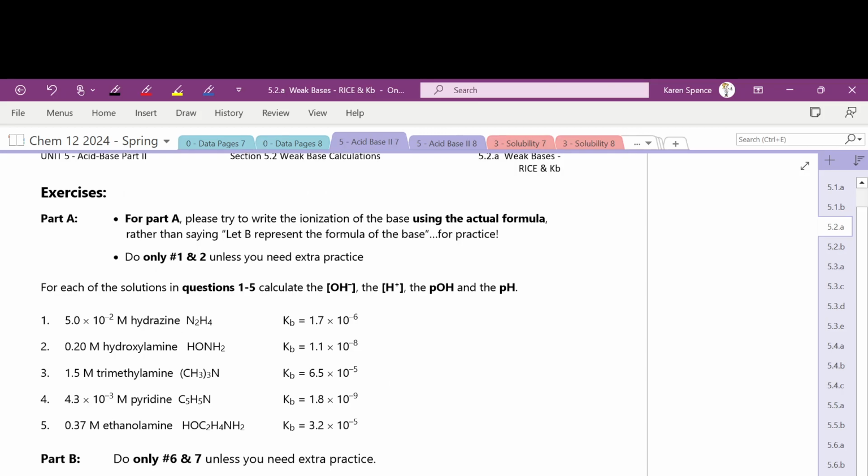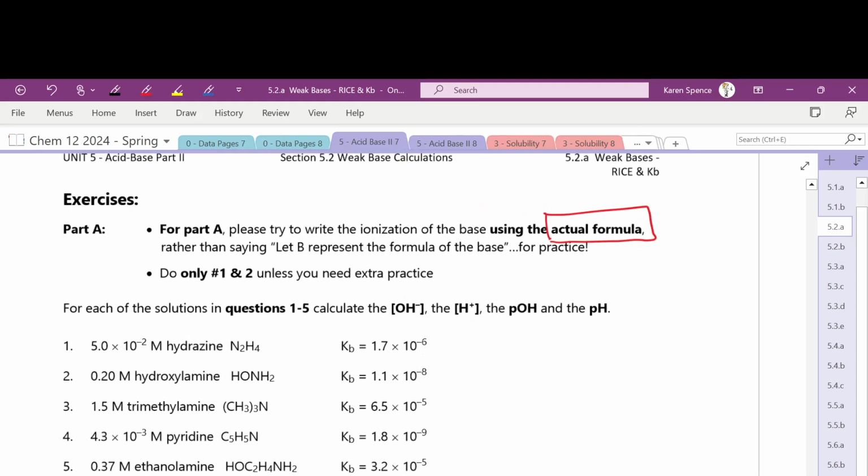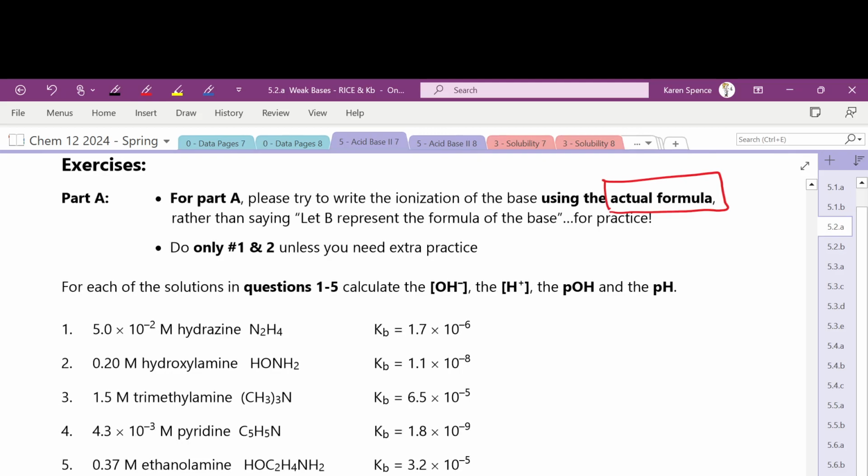So for part A, please try to write the ionization of the base using the actual formula rather than saying let B represent the formula of the base. This will give you a chance to practice putting your hydrogen onto the N. Now, since these are all fairly much the same, you might just choose to do the first two. Do you know what I mean?